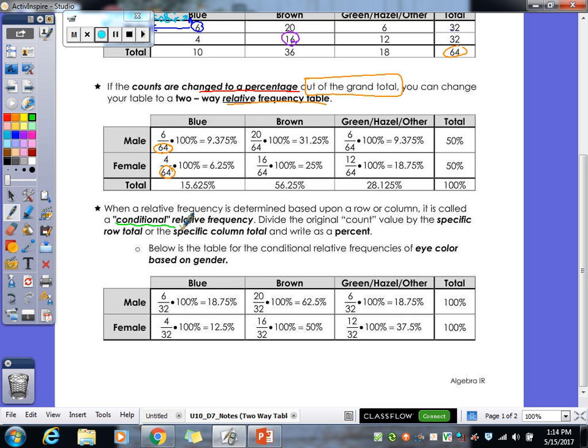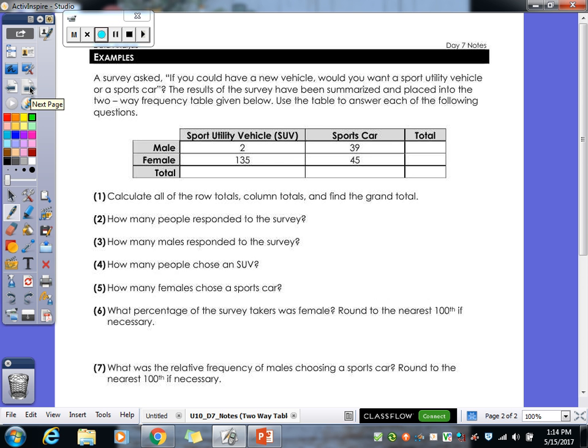So let's take a look at our examples on the back. I find it's easier when you actually have an example to answer. We have a survey that asked, if you could have a new vehicle, would you want a sport utility vehicle or a sports car? The results of the survey have been summarized and placed into the two-way frequency table given below. Use the table to answer each of the following questions.